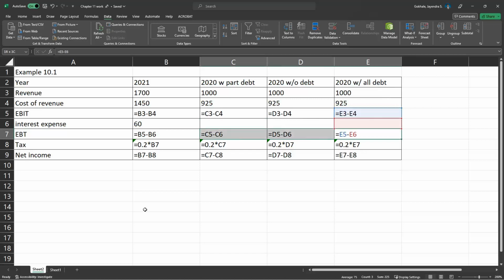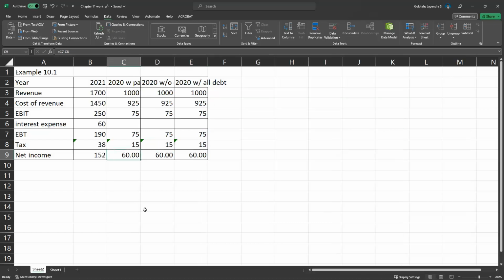And then this is earnings before taxes, which is the difference of earnings before interest and taxes and interest expense. And the tax rate is 20%. 20% of EBT is the tax. And then take the tax out from EBT to get the net income. All right. With that in mind, now let's go.